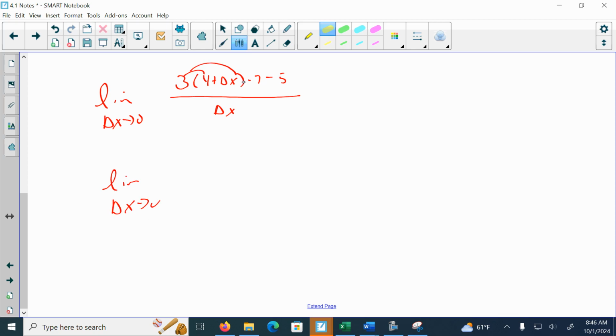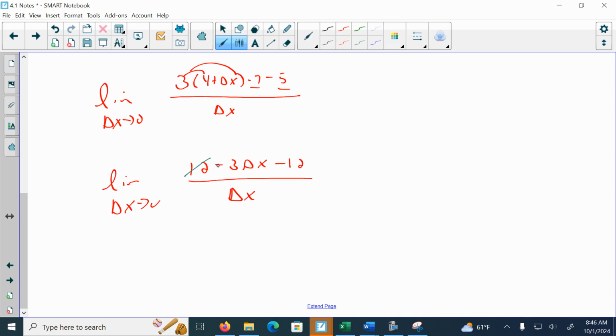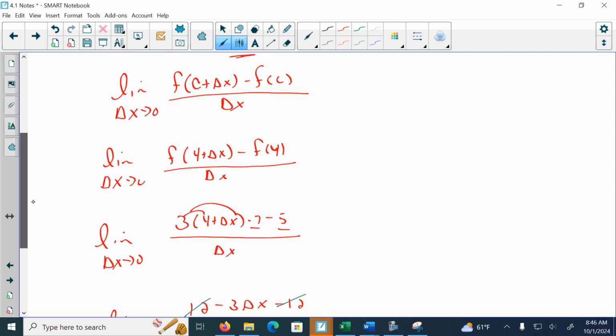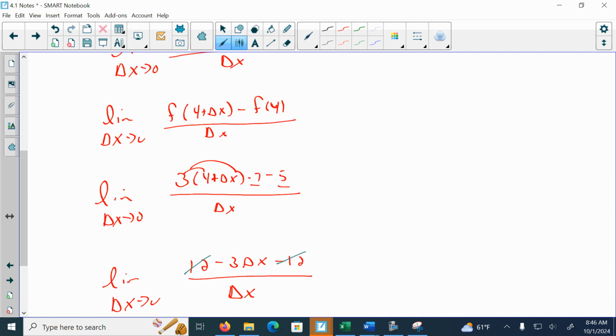I'm distributing, so I'm going to have 12 minus 3 delta x, and then minus 7 minus 5 would be minus 12, all over delta x. The 12 plus the negative 12 is equal to 0. So now when I take the limit as delta x approaches 0, it was plus here, and I need a minus there somehow.